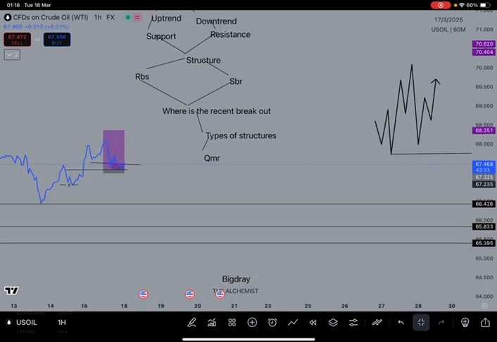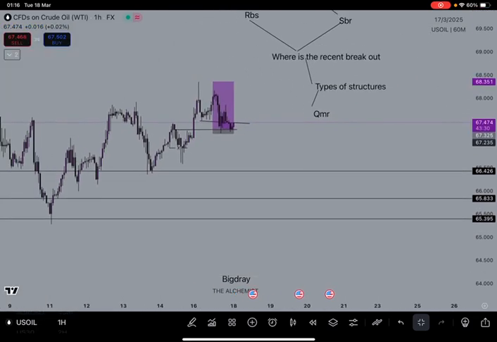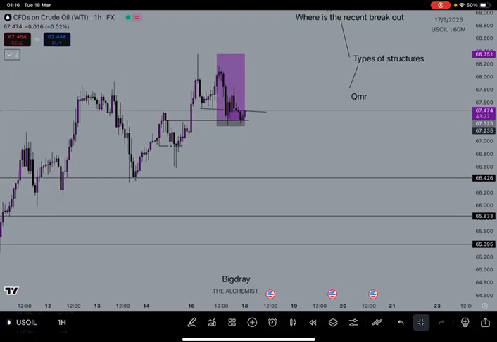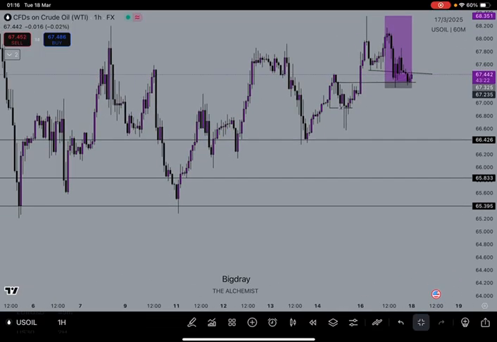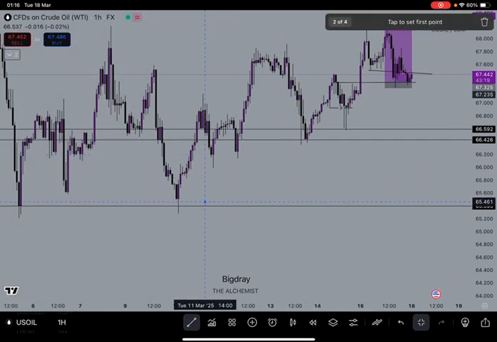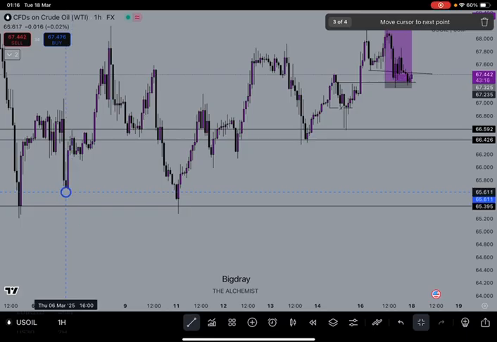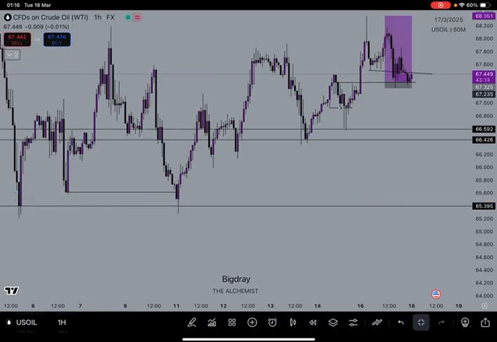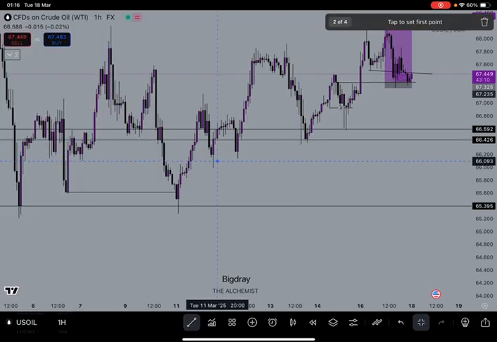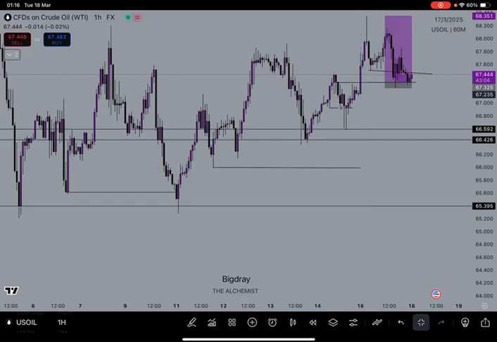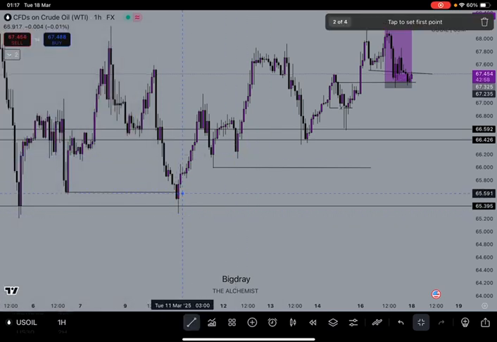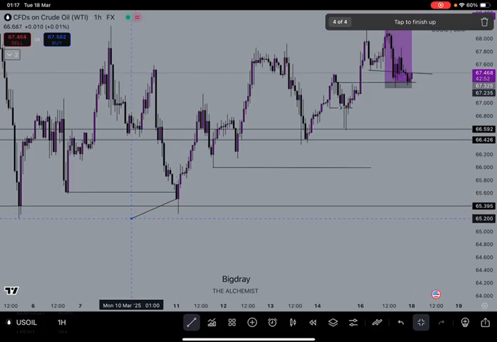Let me show you an example on Richard. Okay. You can see right here there is a liquidity sweep here. What is this? This is the pullback I told you about. You can see right there. This will be your order block. This bearish candle will be your order block.